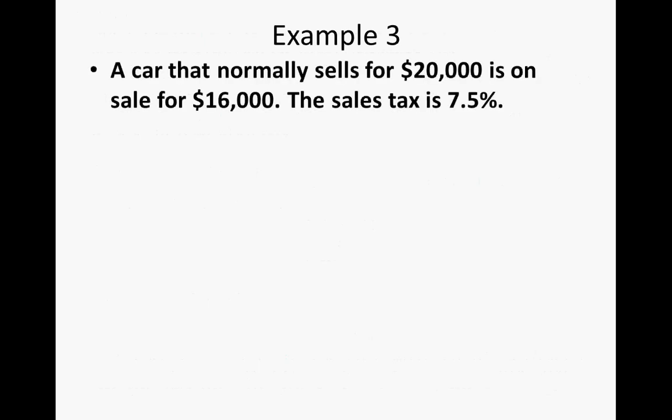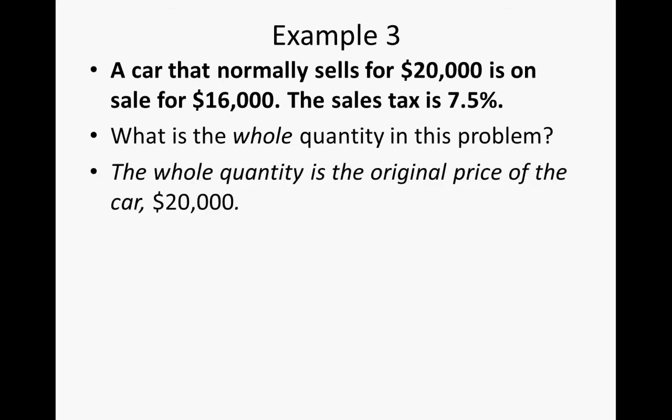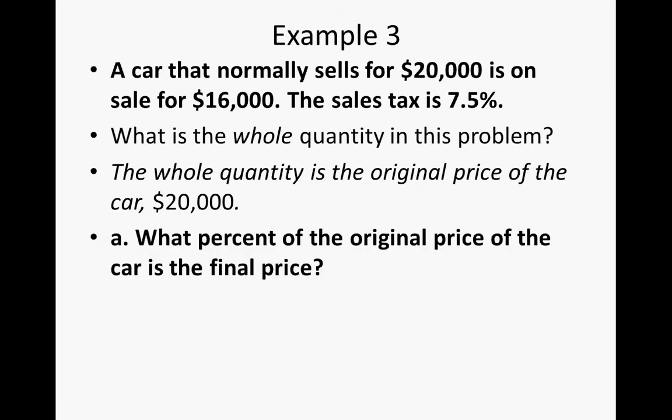All right, let's take a look at example 3. A car that normally sells for $20,000 is on sale for $16,000. The sales tax is 7.5%. So, what is the whole quantity in this problem? Well, the whole quantity is the original price of the car, which is $20,000. So what percent of the original price of the car is the final price?